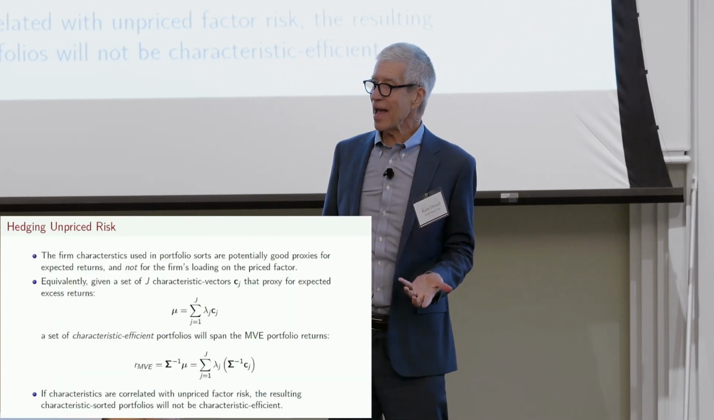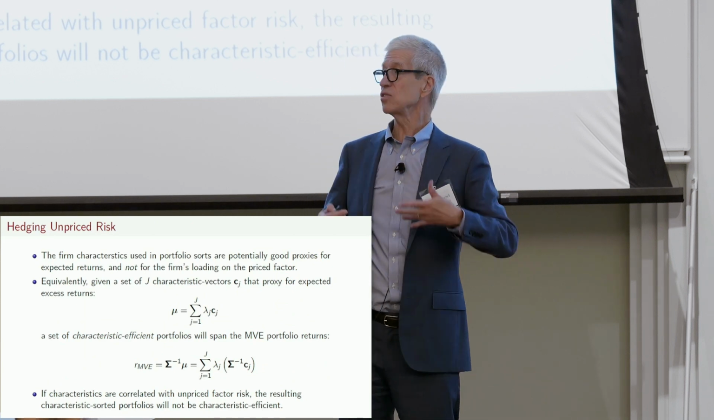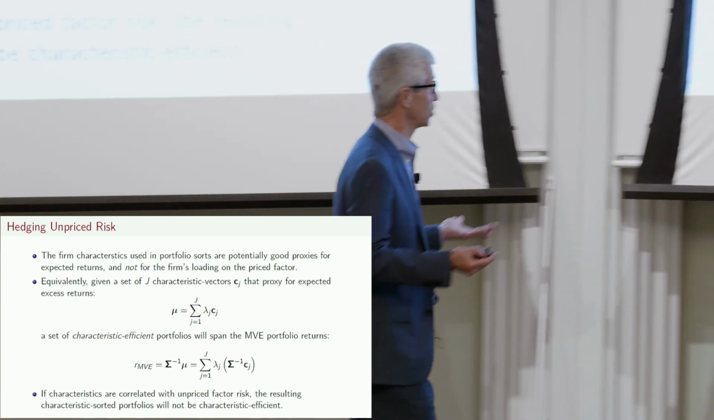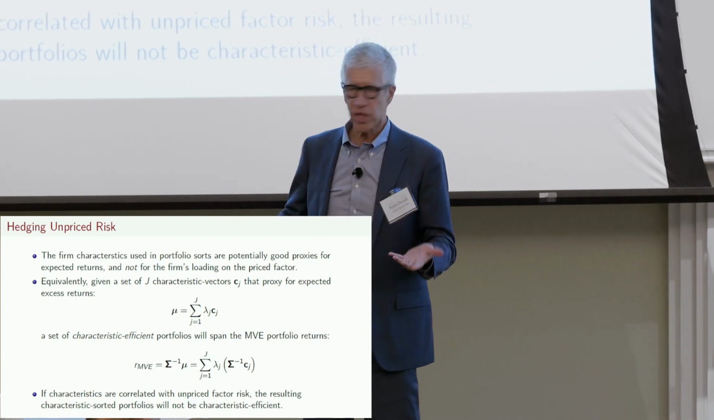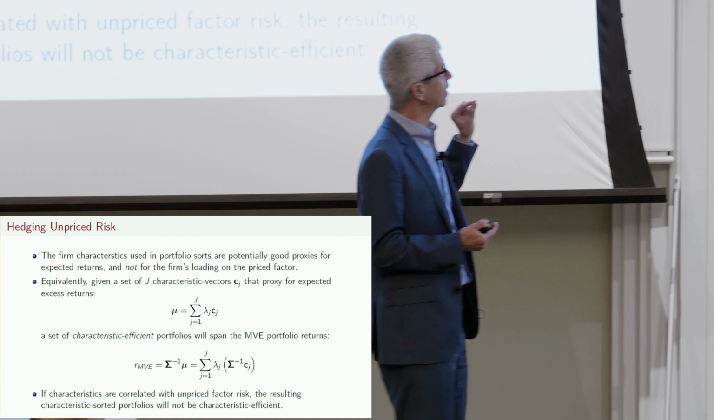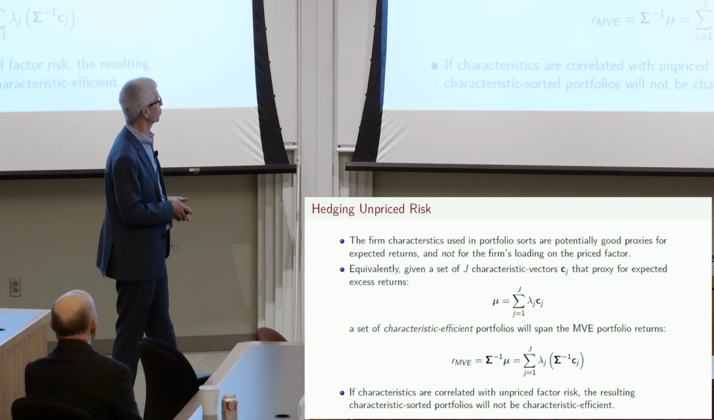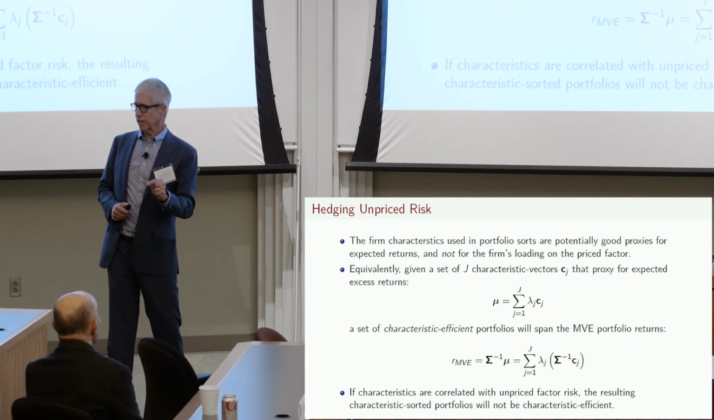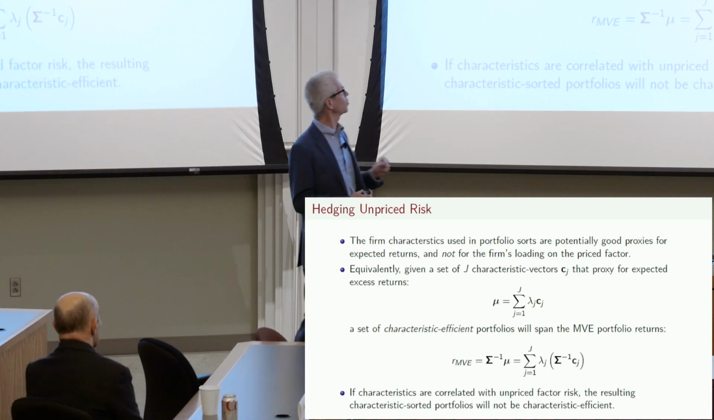Okay, let me talk now about just a couple of thoughts on taking the general motivation for these portfolios, for this approach. How could we make these maybe a little bit better? How should we think about improving these? One is the characteristics that Gene and Ken use in their portfolio sorts are good proxies for expected returns, but not necessarily good proxies for the loading of each firm on the priced factor.